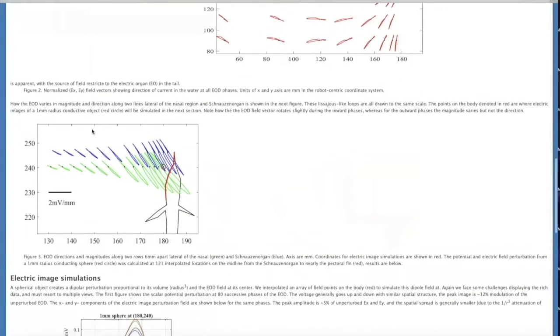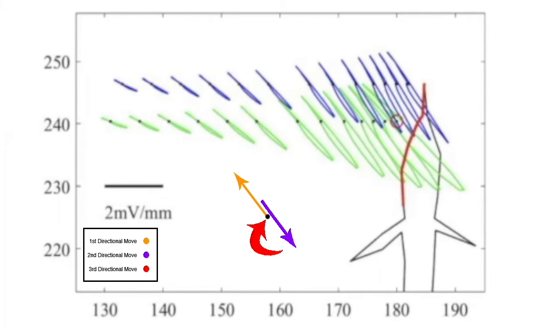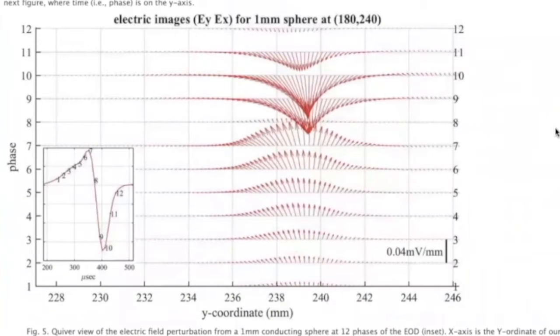This can be seen more clearly in figure 3, where we focus more closely on the nasal and schnauzenorgan regions of the fish. As you can see, the EOD vector extends out, goes in, and loops around and then returns to 0. Another representation is the electric image of this 1 millimeter sphere as a function of position across the proximal surface of the fish's body.